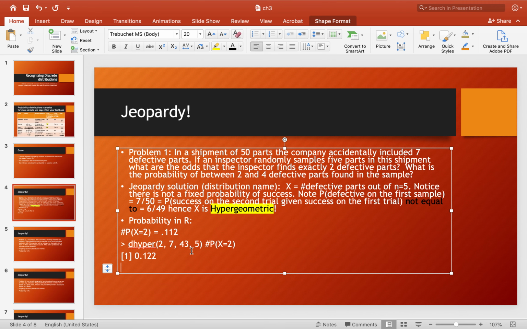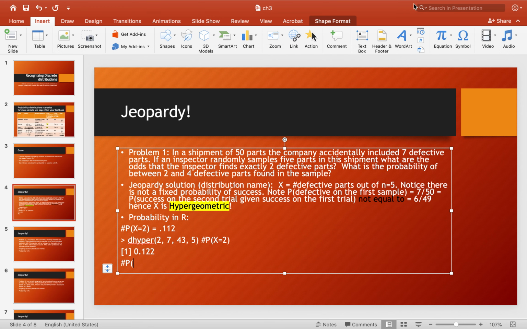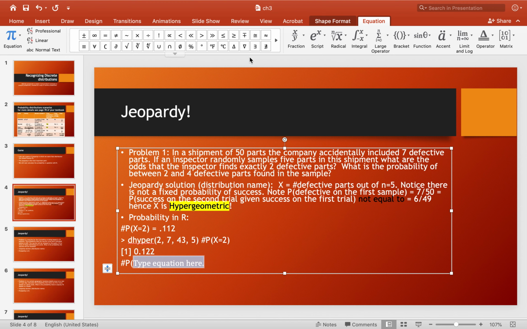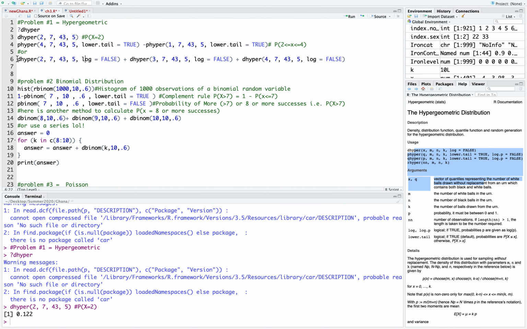Now, if I'm going to calculate the probability that x is between 2 and 4, I can do this. Let me write this in nice math mode. So I'll do equation, and I'll put in 2 less than or equal to x less than or equal to 4. And I need to compute what that number is. Well, here's one way I can do it.